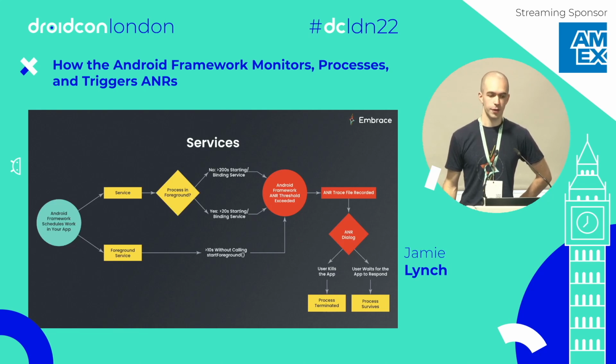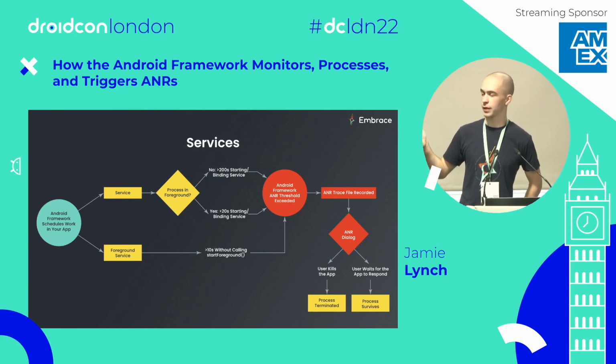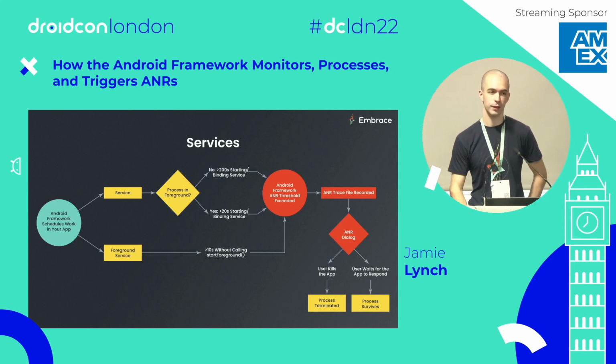This summarizes the logic flow for the Android OS and how it handles that. If you have a service and the process is in the foreground, you get a threshold of 20 seconds in which you can start that service, or 200 if it's in the background. With a foreground service, it's 10 seconds. And if any of those thresholds are exceeded, you get an ANR. This is the same sort of workflow as for an activity: the ANR trace file gets recorded, you get the dialog, and the user decides whether to kill your app or not.